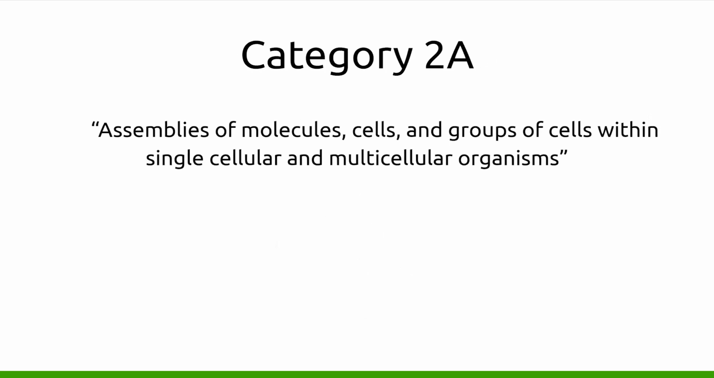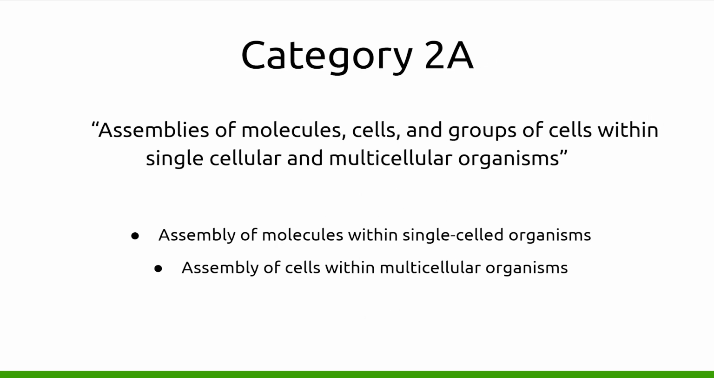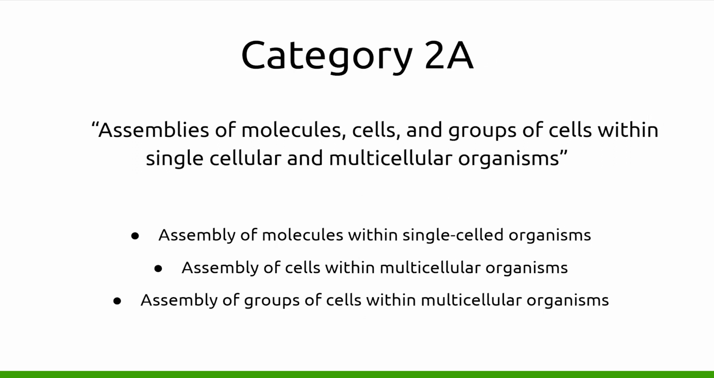So then 2A is talking about assemblies of molecules, cells, groups of cells within single cellular, multicellular organisms. Okay, so assembly of molecules in single-celled organisms, as well as assembly of cells within multicellular organisms. And those multicellular organisms are coming from molecules within single cells. And then you're also going to have assemblies of groups of cells within multicellular organisms. You're not going to have a group of cells in a single-celled organism. So again, that's just within multicellular organisms, and breaking down what each of those mean.